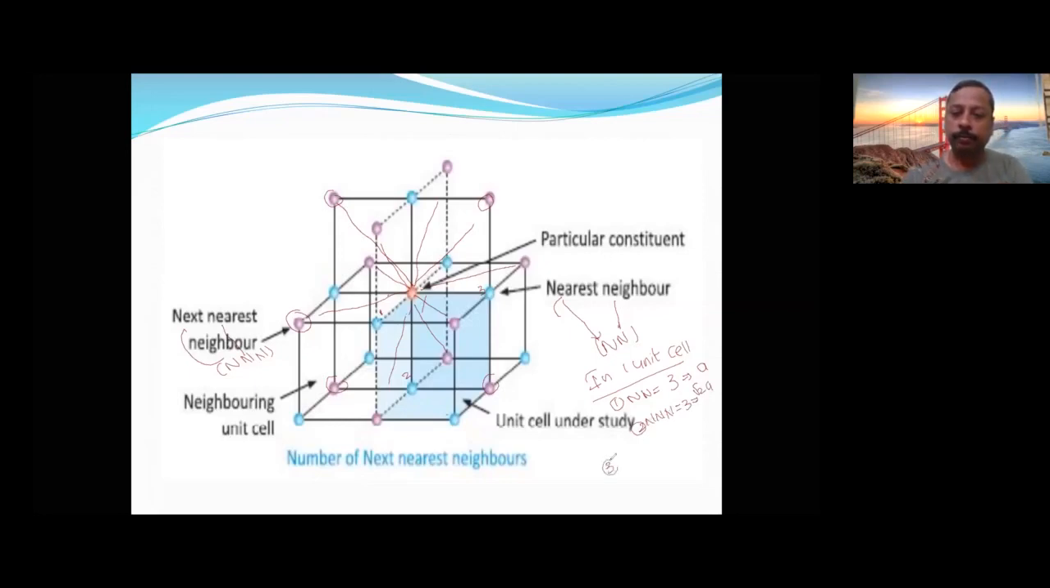And the third one is the next to next nearest neighbors. That will be body diagonally opposite, at distance root 3a. How many will there be? Only one. Body diagonally opposite will be only one, at root 3a. So this is the number of neighbors and their distances within one unit cell.